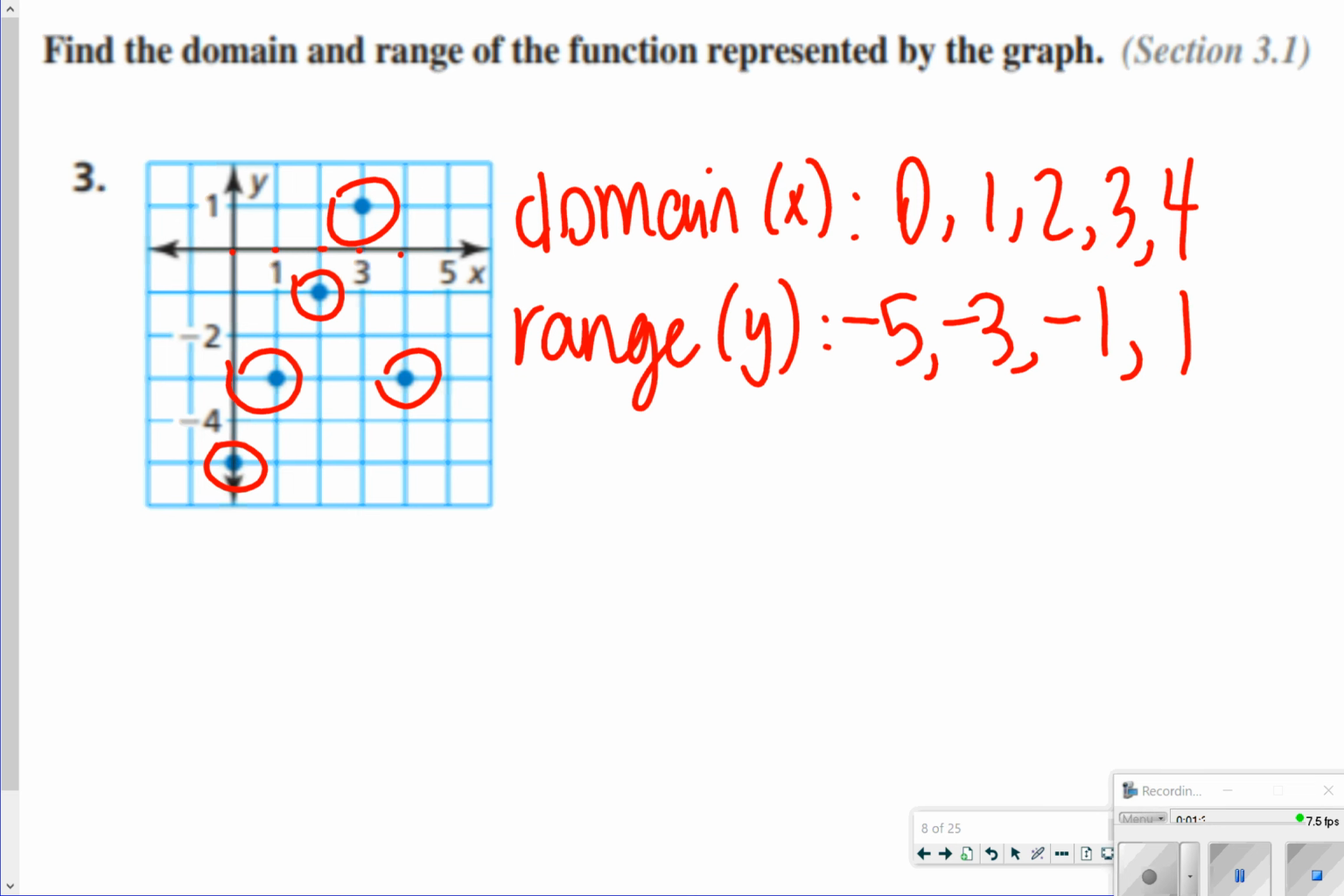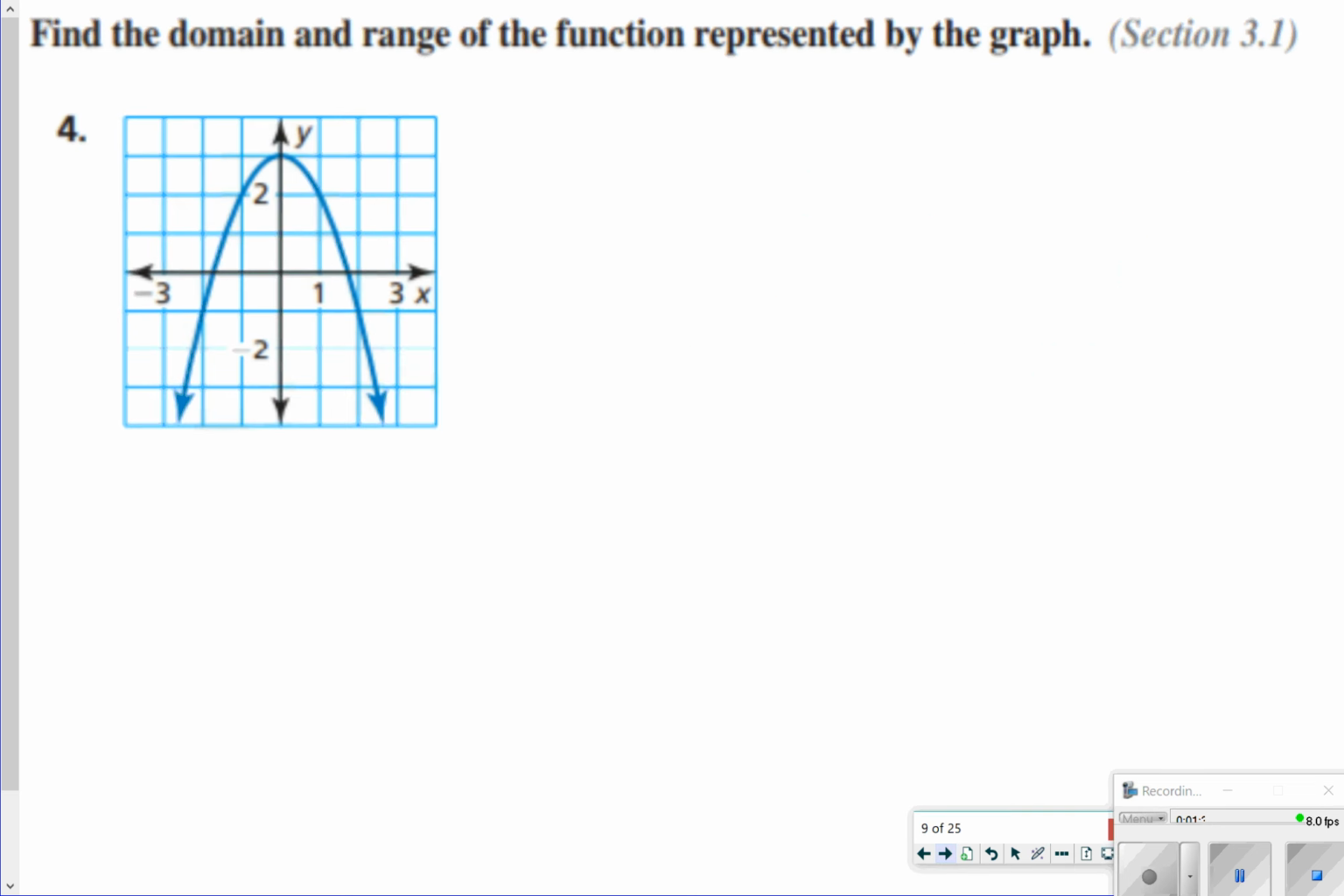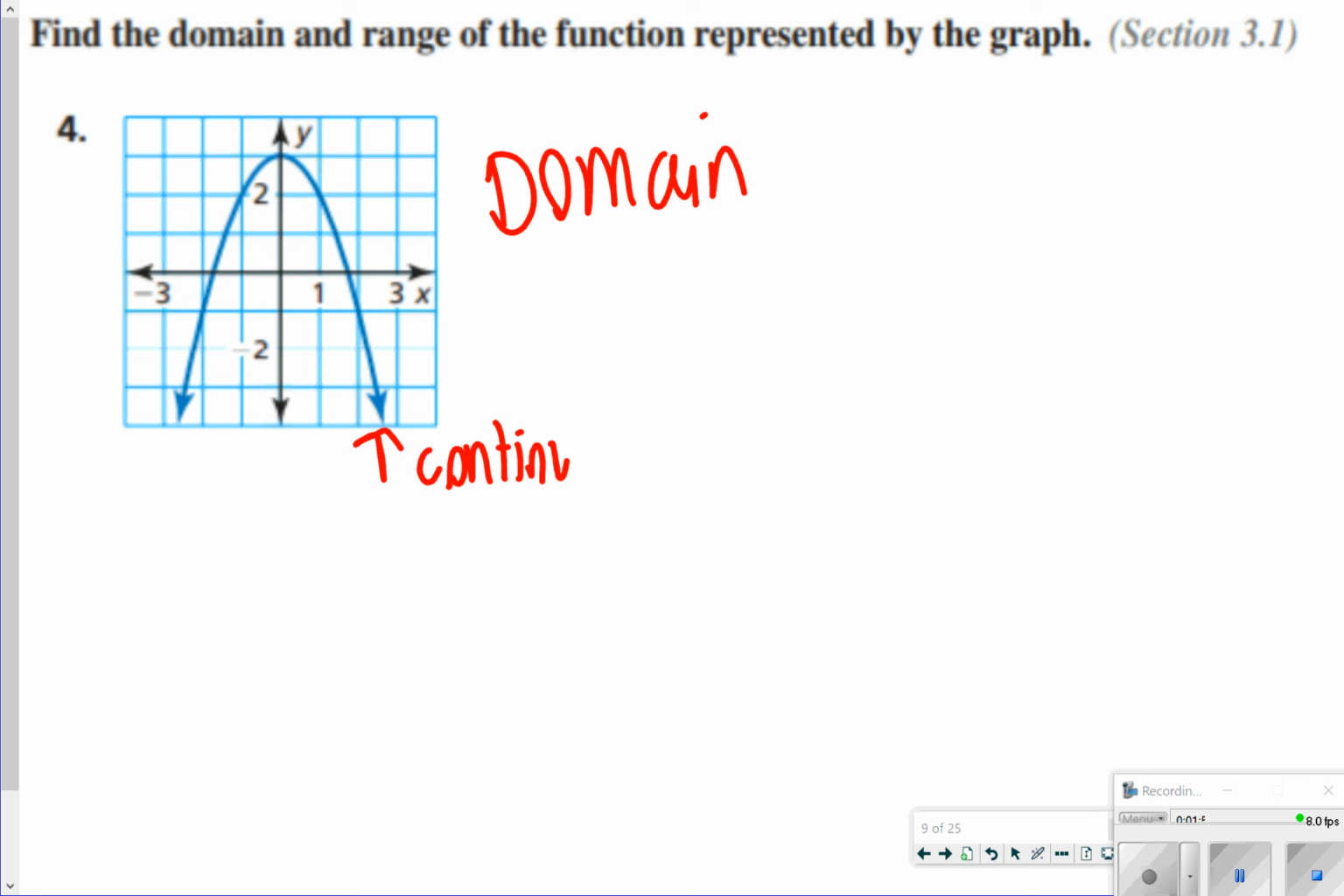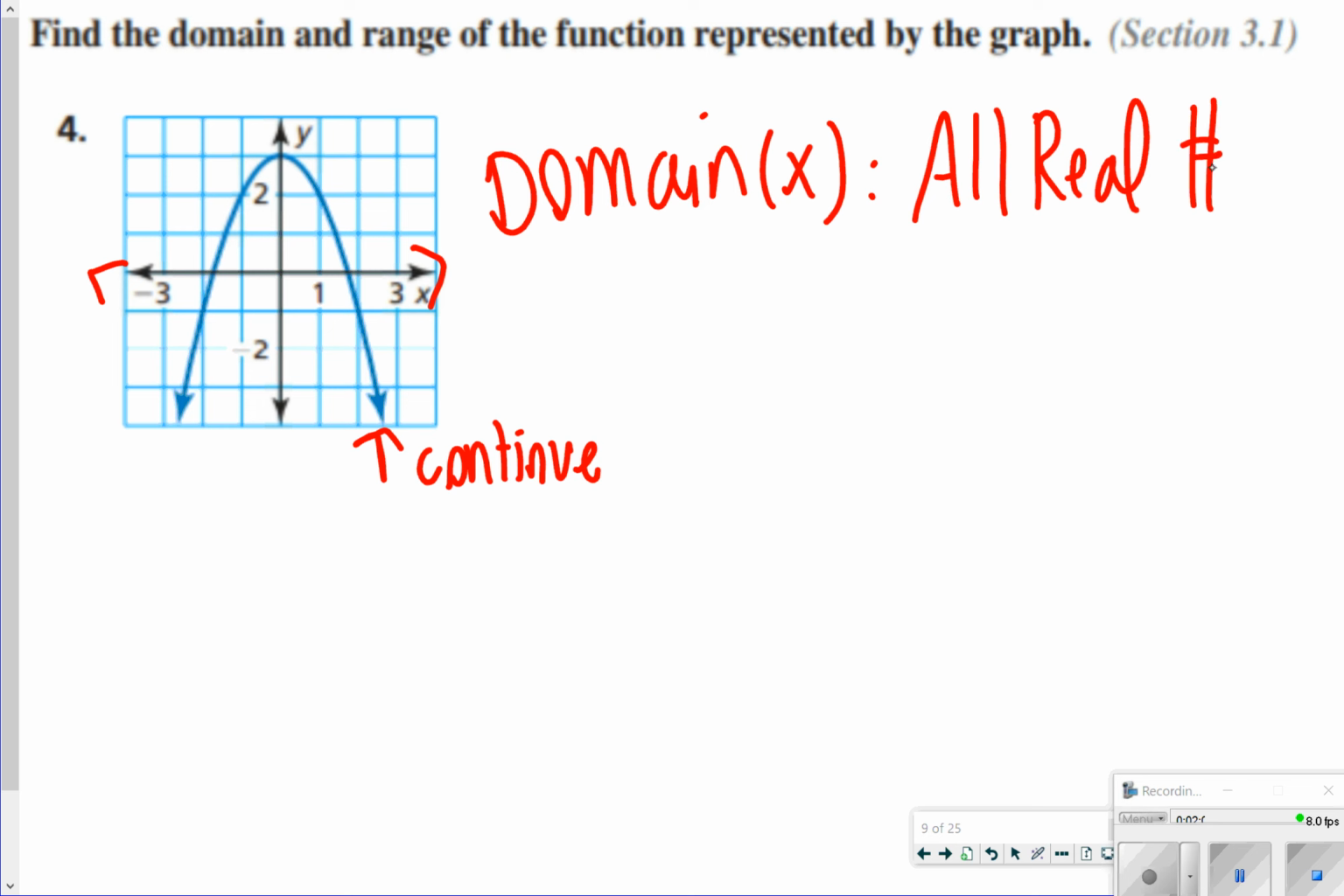Okay. Again, here's some more domain and range questions. Notice with the x values, it is not showing where we would be stopping because it has these arrows. That means it's going to continue. So we would say for the domain in the x, because it could be anything from the east to the west, basically, we're going to say all real numbers.